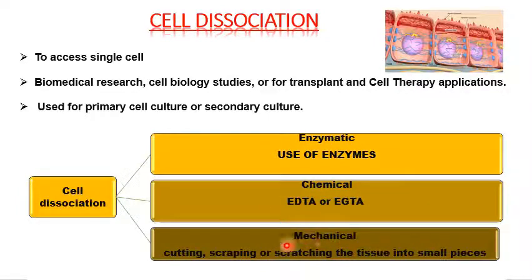Next, moving on to the mechanical dissociation. Here we take a tissue, and we scrape it, cut it, scratch it into smaller pieces, and they are washed to separate the cells from the tissues. Sometimes they are subjected to gentle agitation so that we can isolate a single cell.